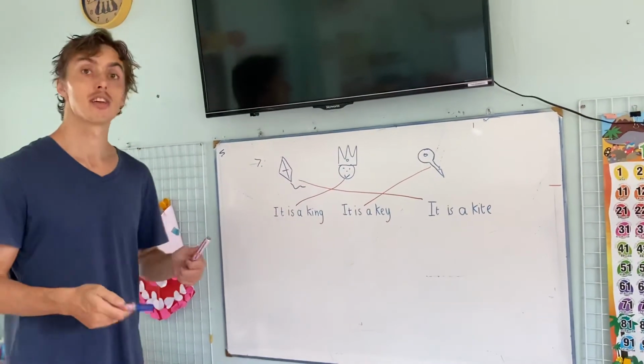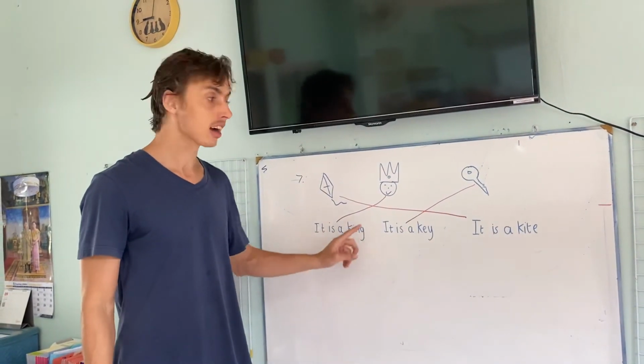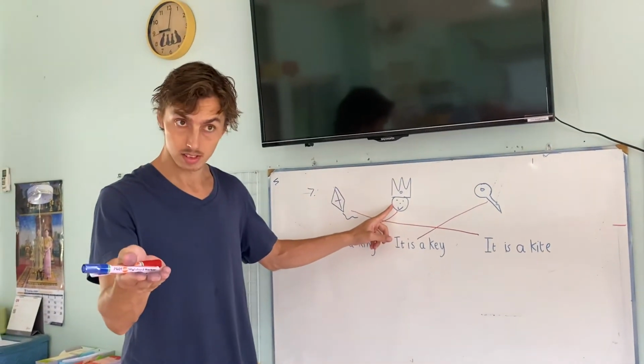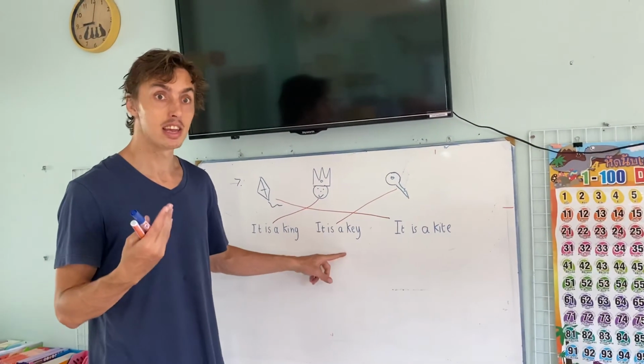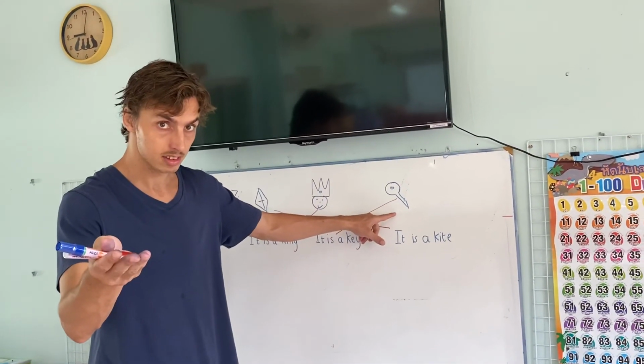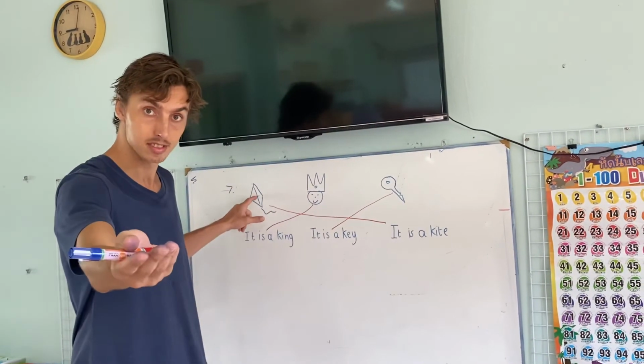Alright everybody, so say after me. I say, you say, okay? It is a king. It is a key. It is a kite. Okay guys?